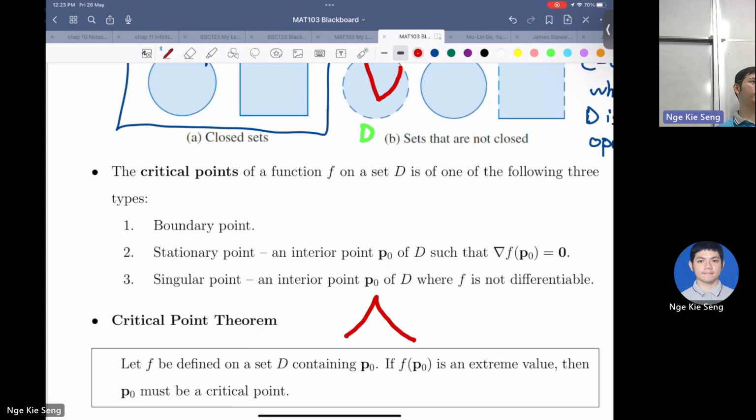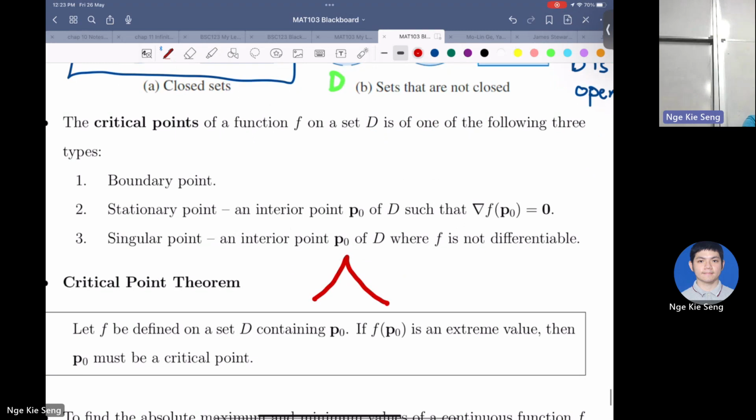Why is it not differentiable? The definition of differentiable is what? Limit. Remember, the first principle of differentiation is a limit. So if it is not differentiable, that means the limit doesn't exist.